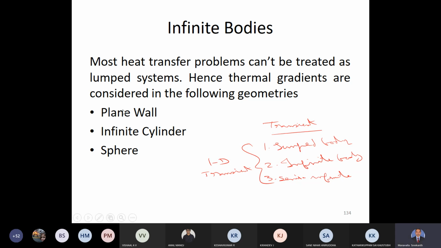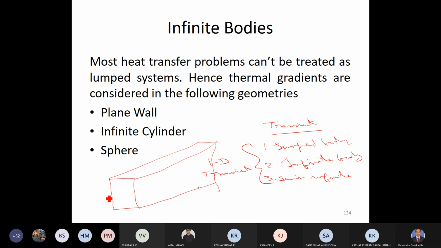So these infinite bodies are considered here. So what are these infinite bodies? What does this word infinite mean? Infinite means, is it such a big thing that it becomes infinite? No. What it means is, let us take a plane wall. Here's a plane wall. Let us take a huge corridor of, let us say, Red Fort of India. It's a huge construction, and let us take this wall. Let us assume this is the wall of the Red Fort.